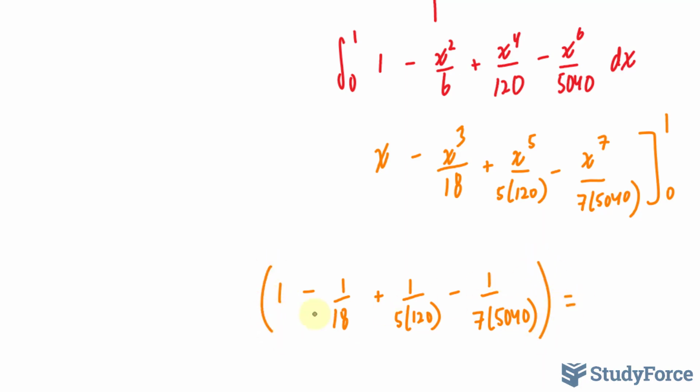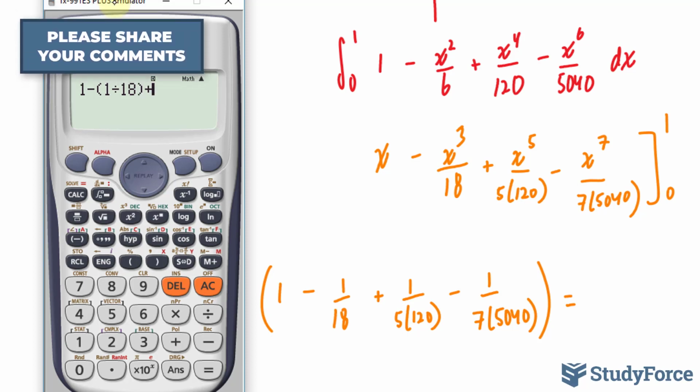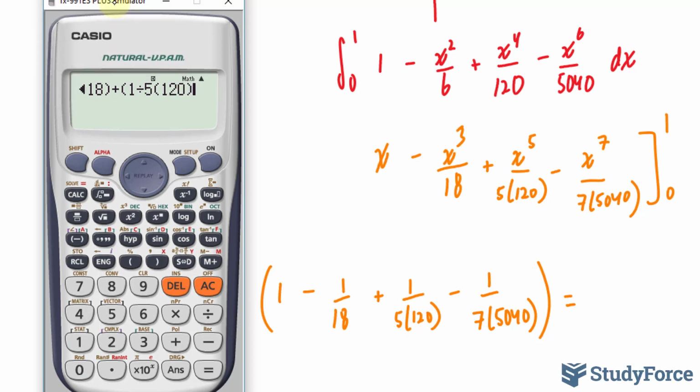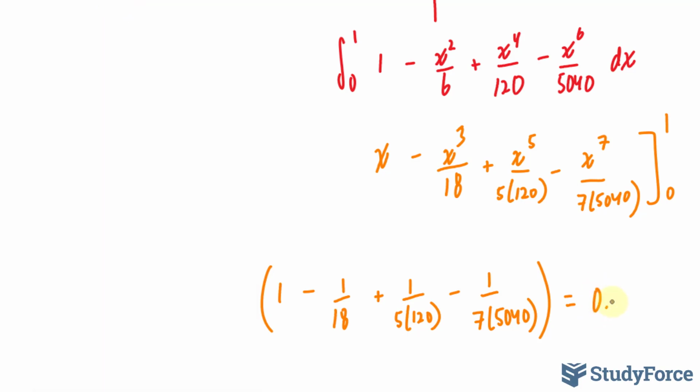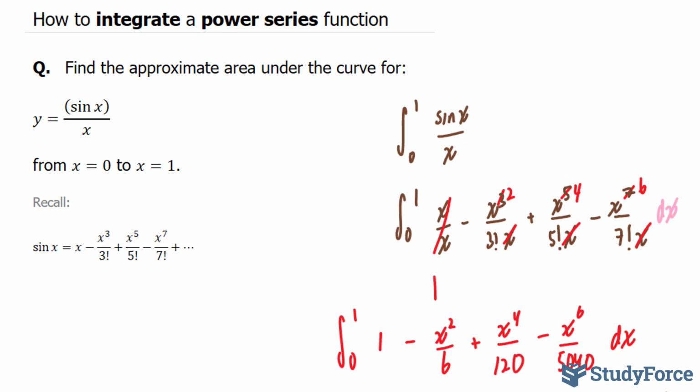Using our calculator, let's find out what this gives us. So we have 1 minus 1 over 18 plus 1 over 5 times 120 minus 1 over 7 times 5040. This gives us 0.9460. That number right there represents the area underneath the curve of this function between 0 and 1. And that is how to integrate a power series function.